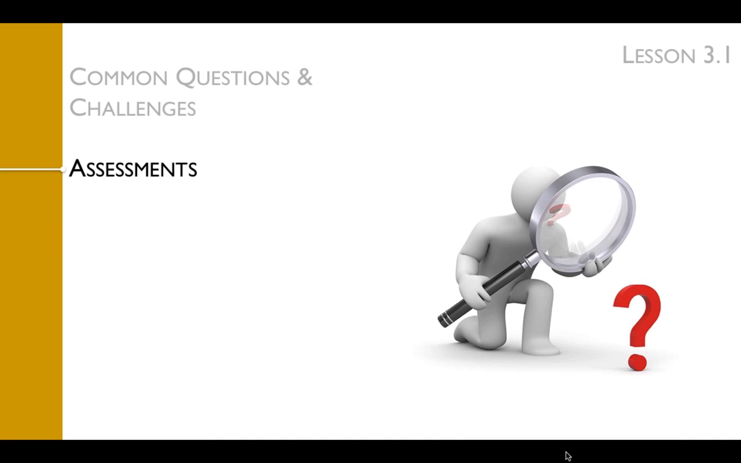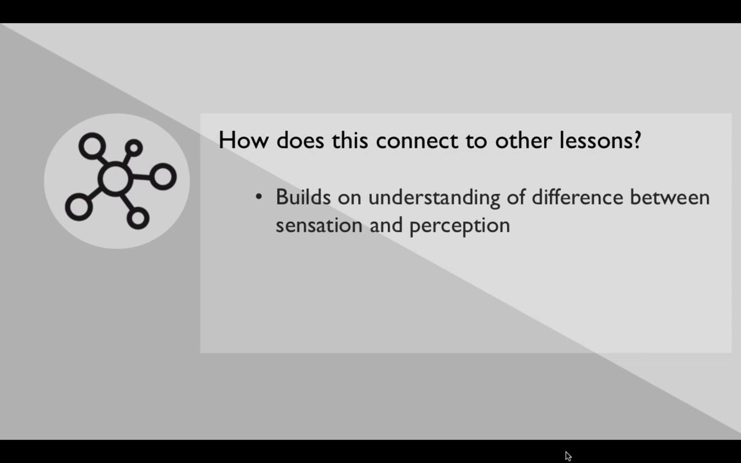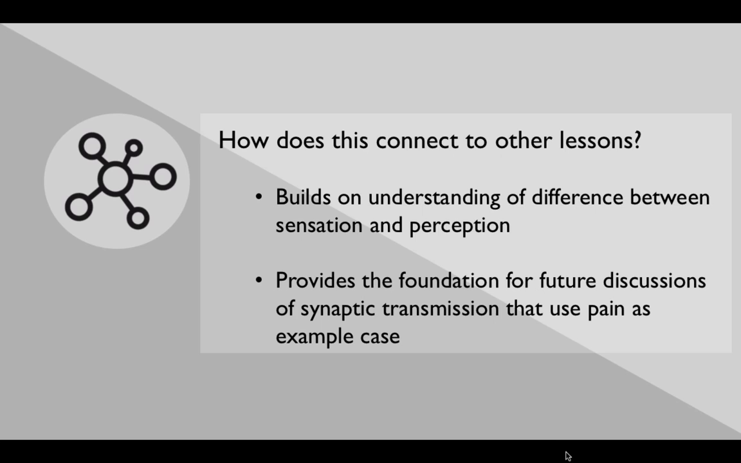At the end of this lesson, students should appreciate that our perceptions of pain are a unique phenomenon that many factors will influence, including gender, hair color, mood, and expectations, and they do this through their neuronal connections. This lesson builds on students' understanding of the difference between sensation and perception that we first introduced in Lesson 1.4, the Sensation and Perception Station Lab. This lesson also provides the foundation for future discussions on synaptic transmission that use pain as an example case to ground an otherwise complex and abstract process.